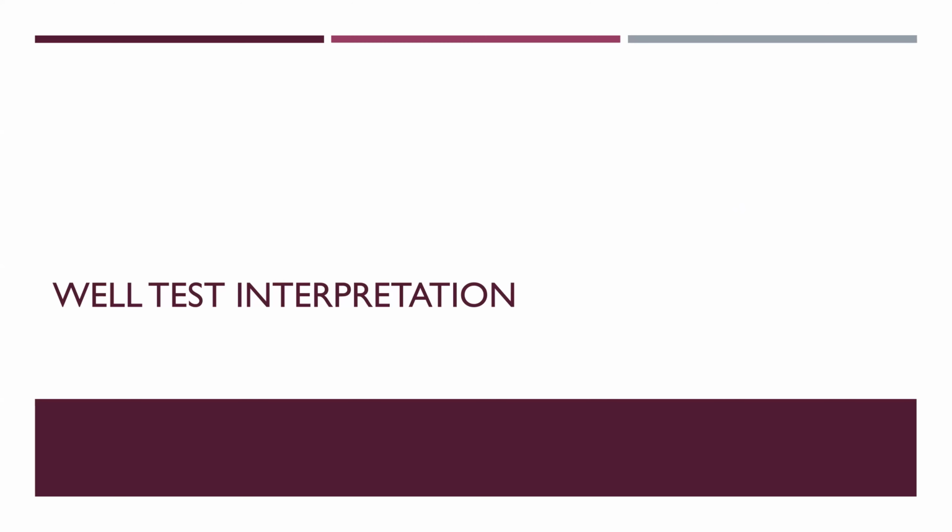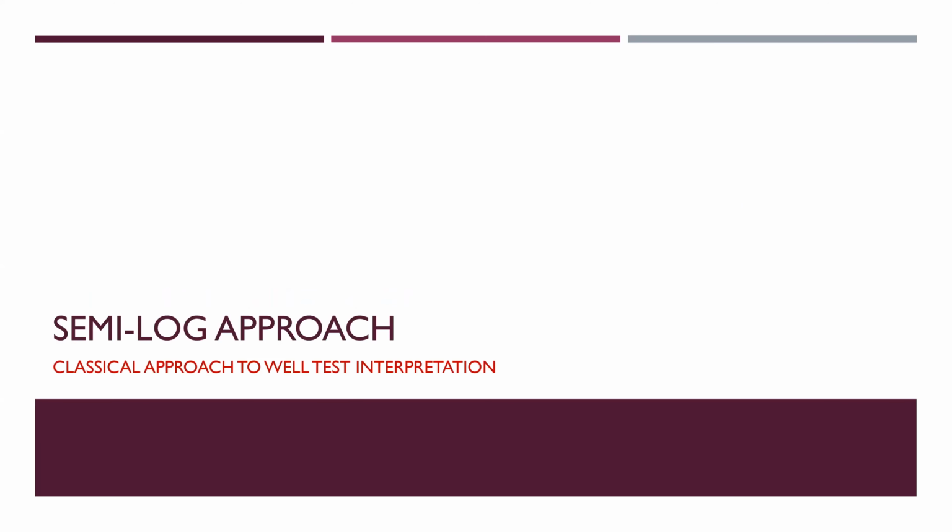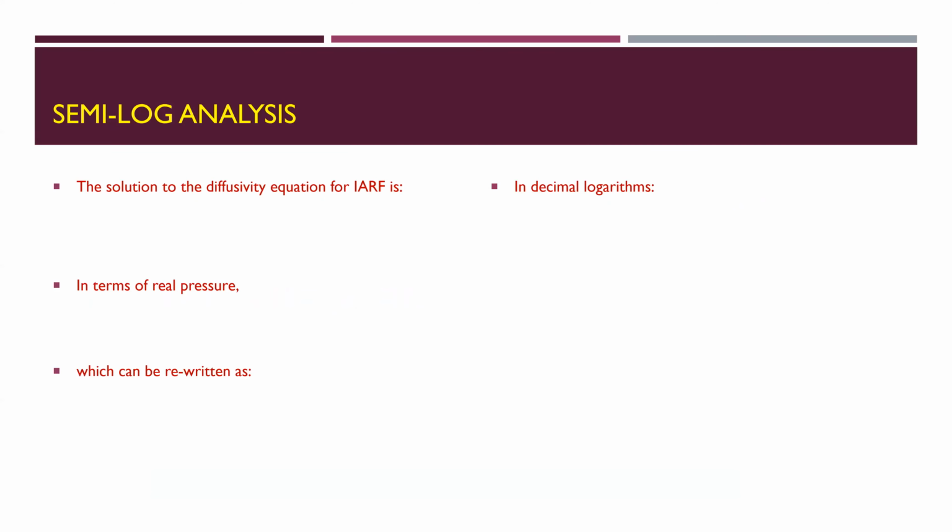Now we move to the major part, which is well-test interpretation. We have two techniques that we follow for well-test interpretation. The number one approach is the classical approach, which is semi-log. From the name, semi-log, that means we have a plot: the y-axis Cartesian, and the x-axis in a log format.